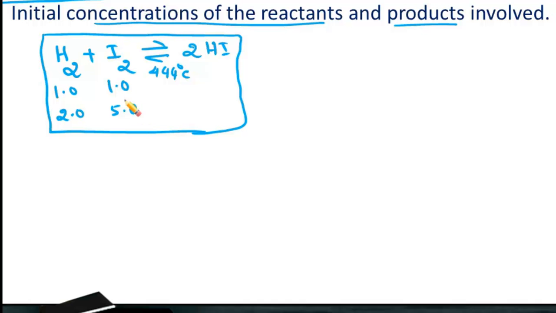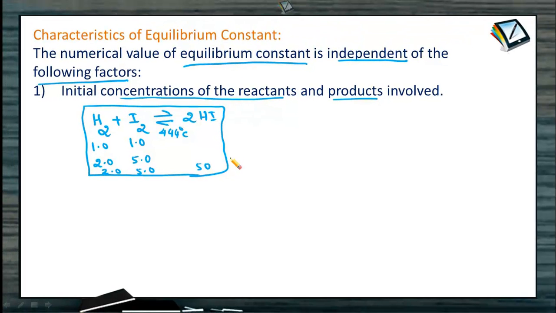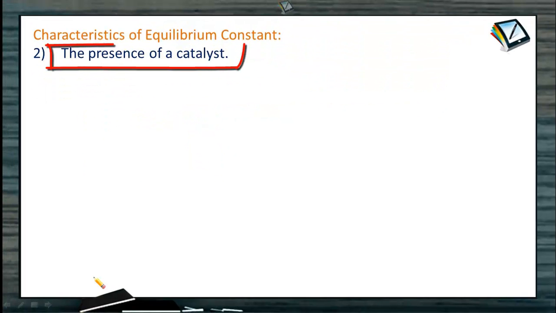We find the K in both the cases is same. Even if the system is carried out by taking 2 moles of hydrogen, 5 moles of iodine and 50 moles of HI in the same vessel at same temperature of 444 degrees centigrade, and let the system again attain equilibrium and find out the numerical value of K, we find the same value for K. As long as the initial concentrations of reactants and products are taken into account, the numerical value of K remains constant. 2. The presence of a catalyst.